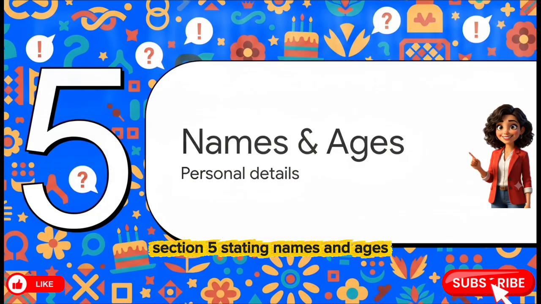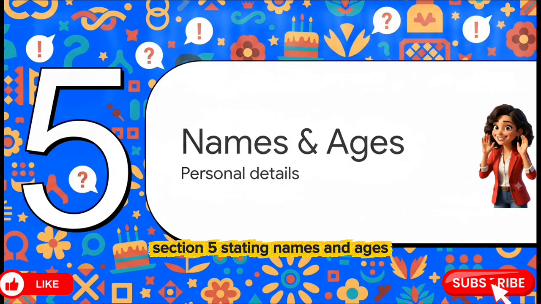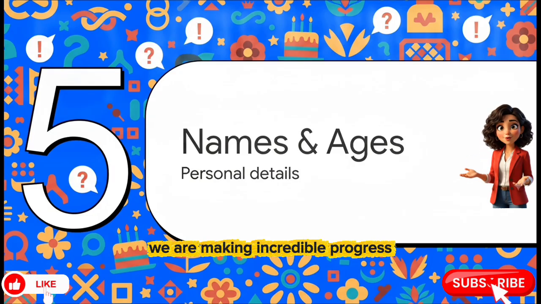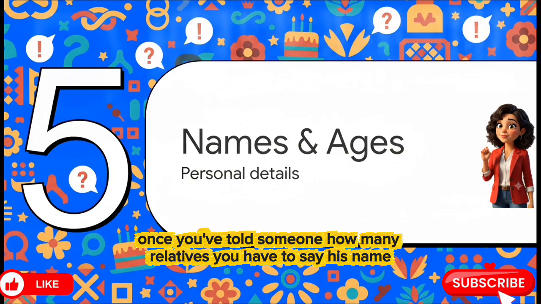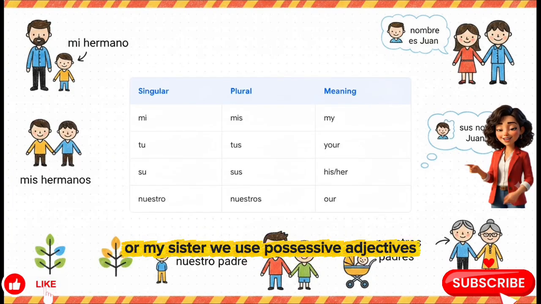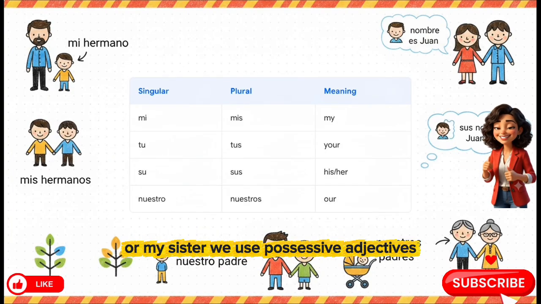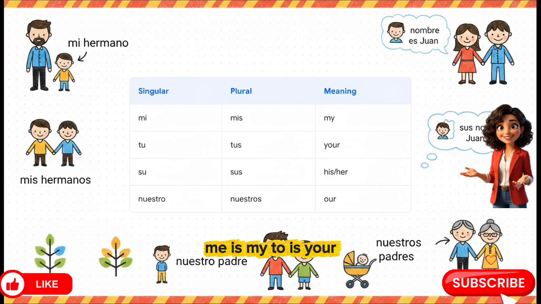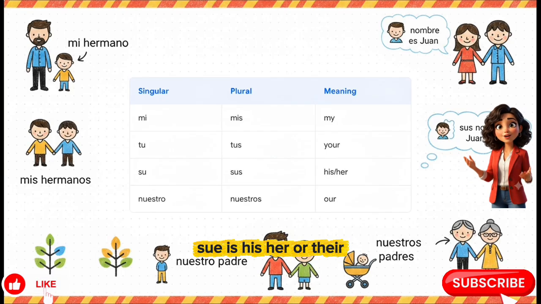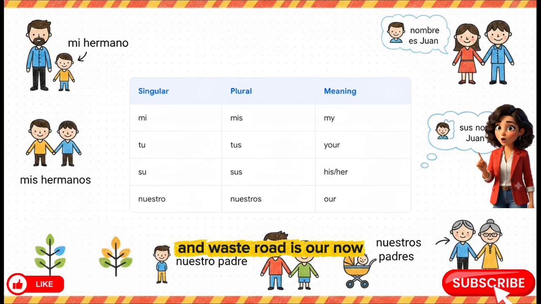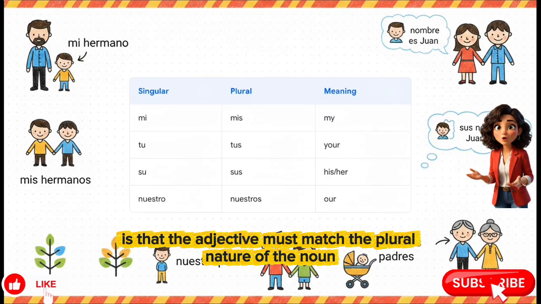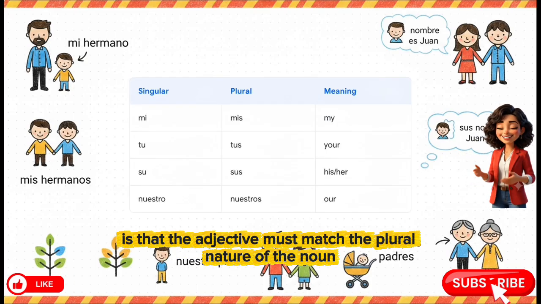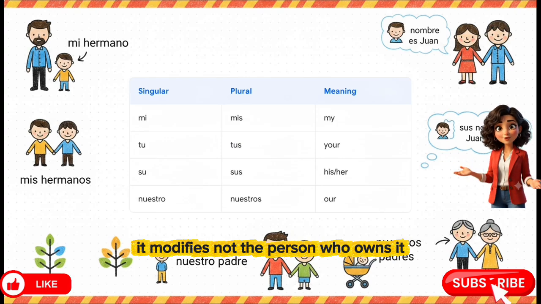Section 5. Stating names and ages. We are making incredible progress. Let's flesh out the details once you've told someone how many relatives you have. To say his name or my sister, we use possessive adjectives. Mi is my, tu is your, su is his, her, or their, and vuestro is our. Now, the absolutely vital rule here is that the adjective must match the plural nature of the noun it modifies, not the person who owns it.